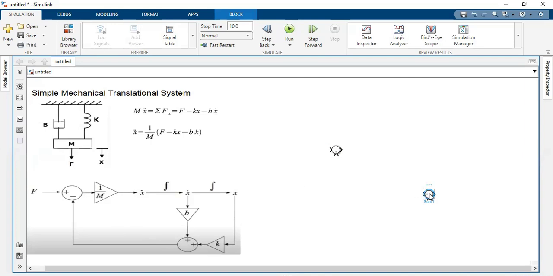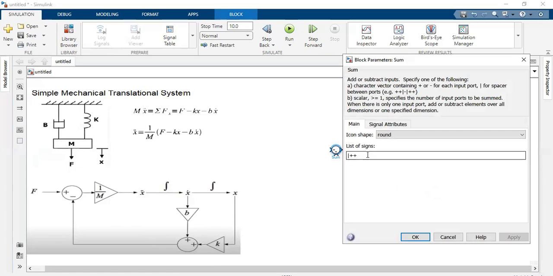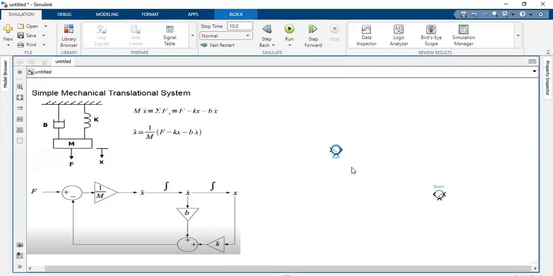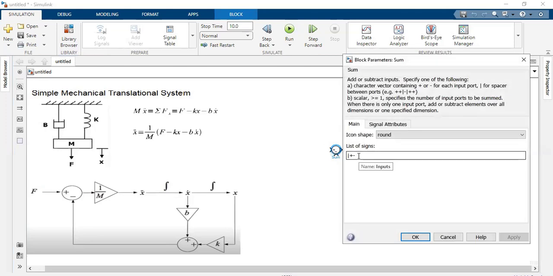Click on the summing point and press Control R to rotate it. One summing point will have a plus and a minus symbol, so we change the plus symbol to a minus symbol. By default the summer has both symbols as plus. If we want to change a symbol, we can click on it and change it. So for the first summing point, we need one plus symbol and one minus symbol. So we have taken plus and minus here.